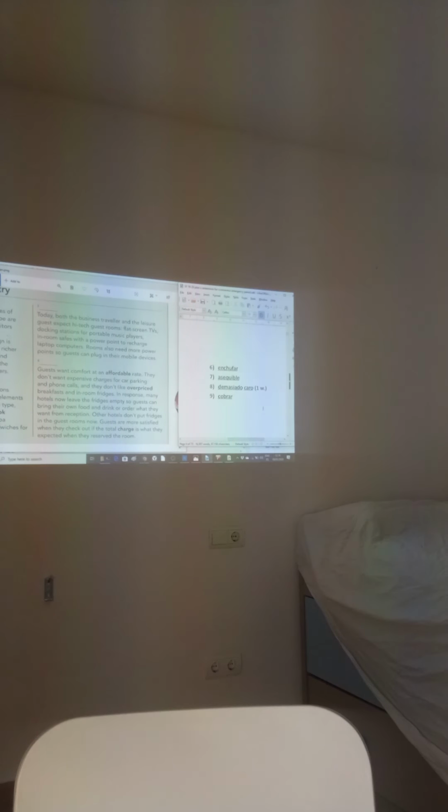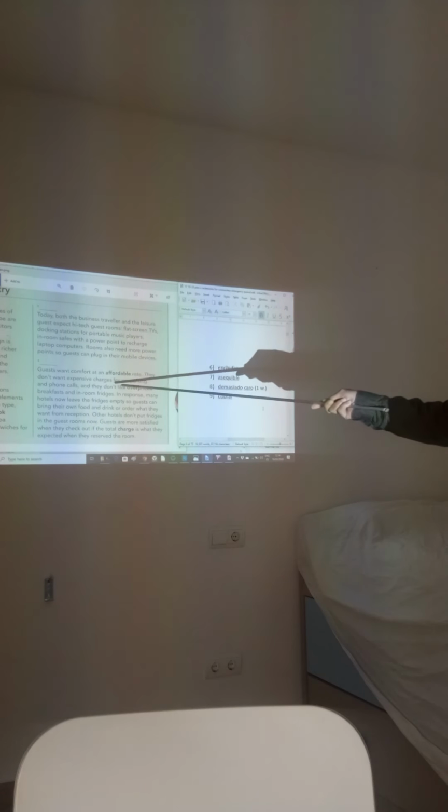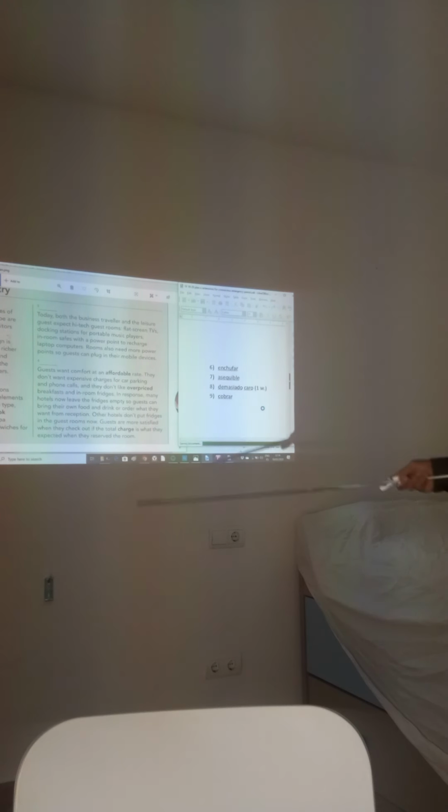Can we find it? Well, actually, I think there's a little bit of a mistake. Ah, yes. No. There's a bit of a mistake here. It shouldn't be cobrar, it should be cobro or cobros, okay? So that's it. That's charges and charge here, okay? So that's the vocabulary for this text.